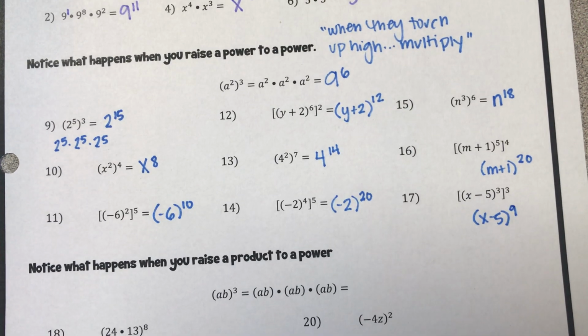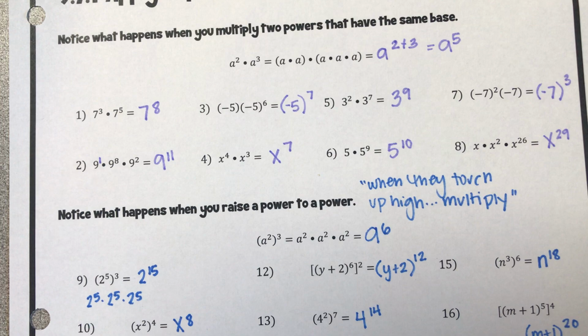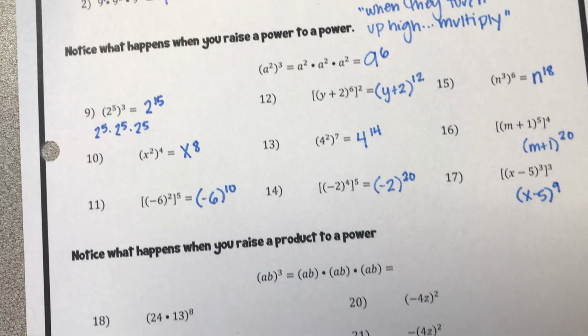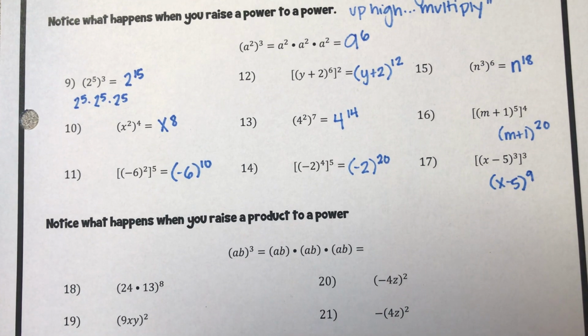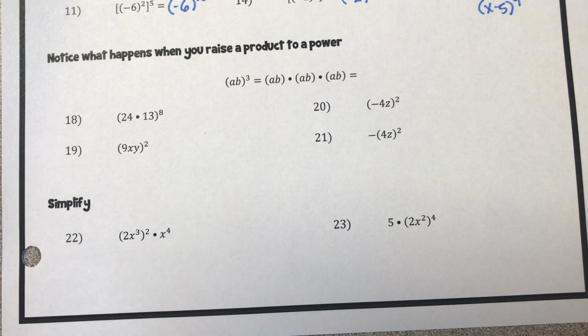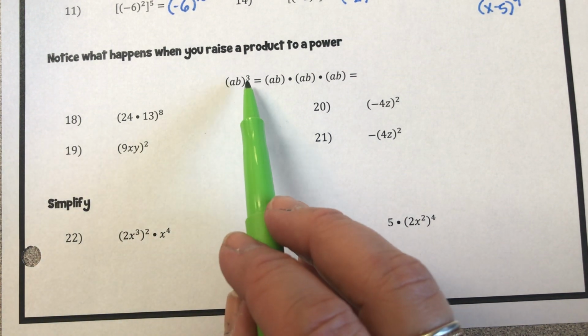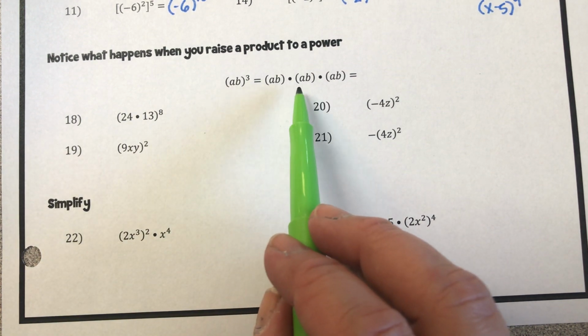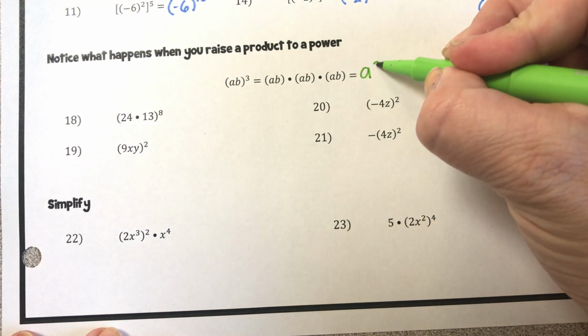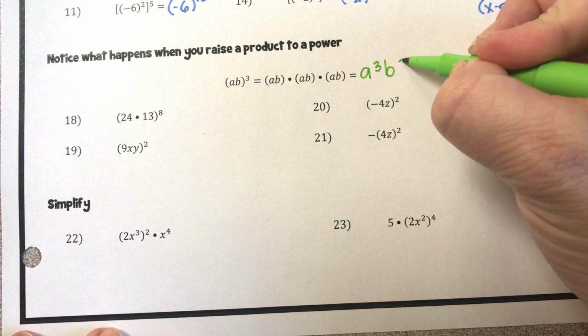So when you're multiplying them, you add the exponents, right? See, they're not touching. It's not up high. When it was a power to a power, that's when we multiplied them together. So now it says, notice what happens when you raise a product to a power. When you have AB to the 3rd, that's AB times AB times AB. So that's A to the 3rd, B to the 3rd.